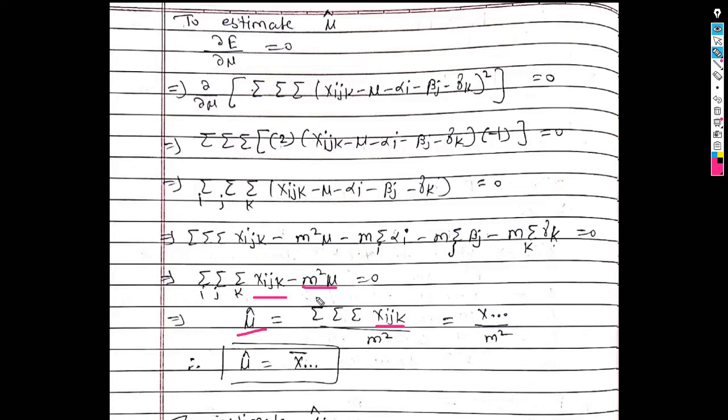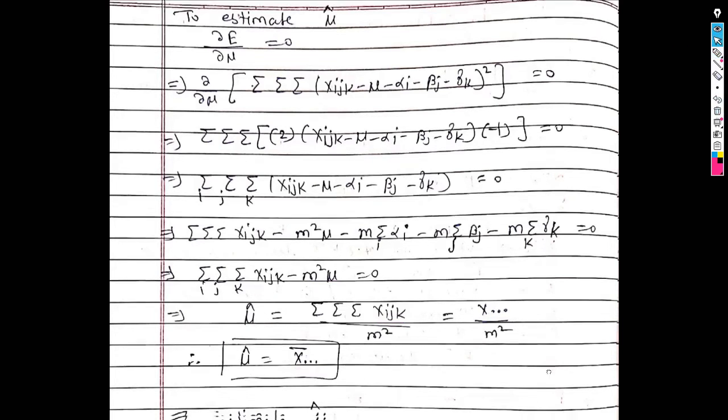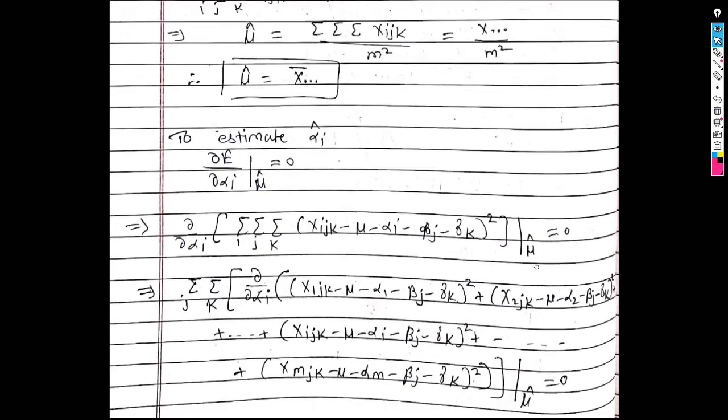When we take the summation of all observations, it is nothing but the grand total. So we get the grand total x dot dot dot divided by the total number of observations, m squared, and this is nothing but our grand mean. So mu hat equals x dot dot dot bar, that is, the grand mean. The estimate for mu is mu hat and it is the grand mean. In this way we get the estimate for mu. Second, we find the estimate for alpha i.